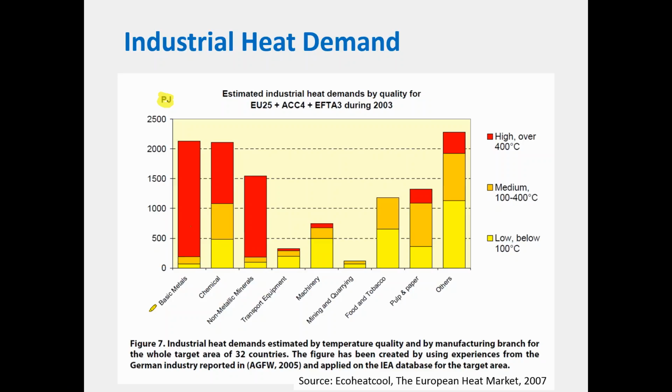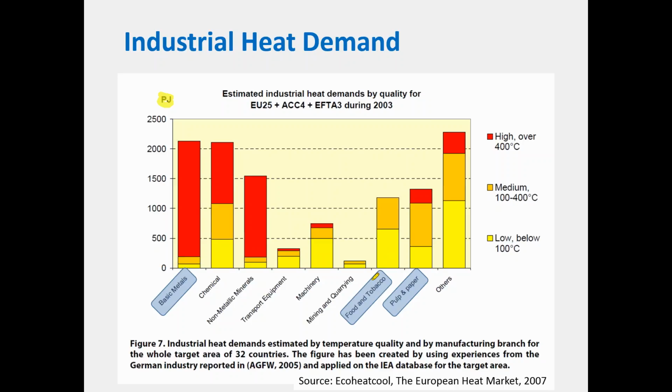So for example, if we just look at basic metals, okay, we have about 90% of their demand in the high temperature range, whereas if you go to food and tobacco, it's about an even split between the medium temperature and the low temperature range. Okay, so you can see that the demand, whether it's high, medium, or low temperature, is very much affected by the type of process or industry that you are looking at.